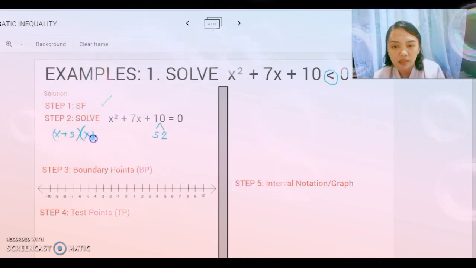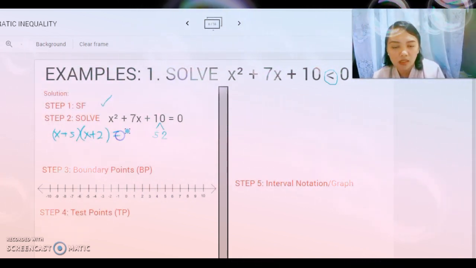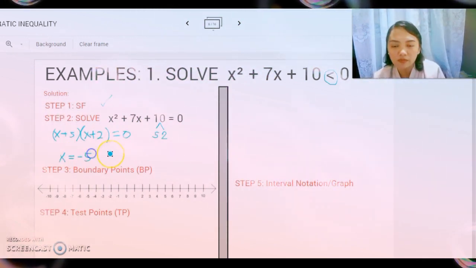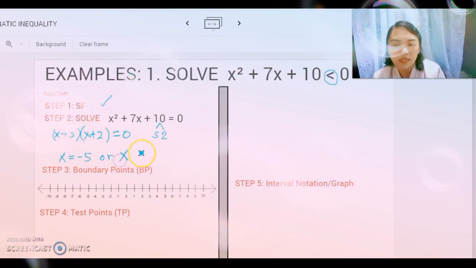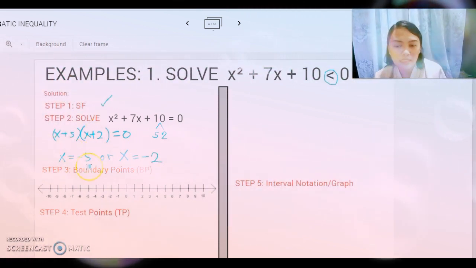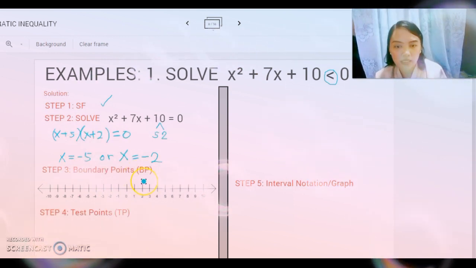The other one is x plus 2 equals 0. So, if you are going to solve for x, we have x is equal to negative 5 or x is equal to negative 2. So, itong na-solve natin na x, ayan na yung ating boundary points.